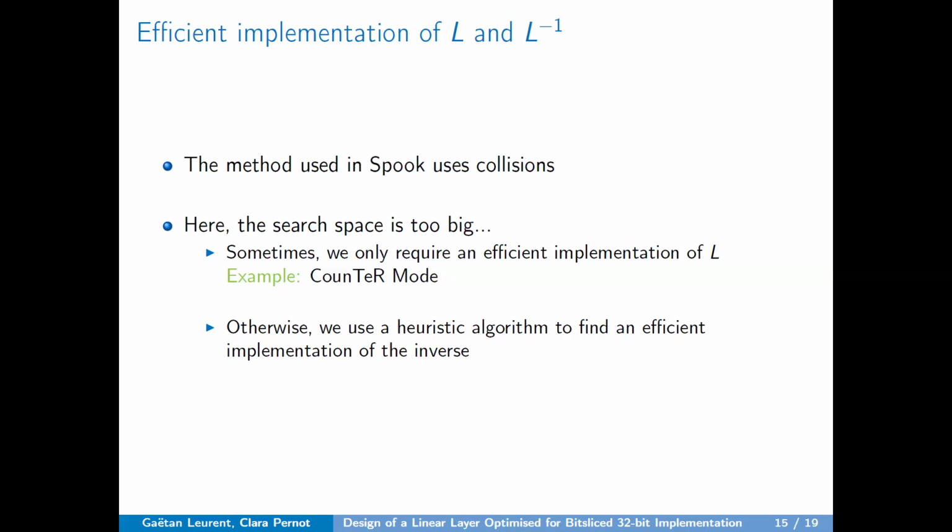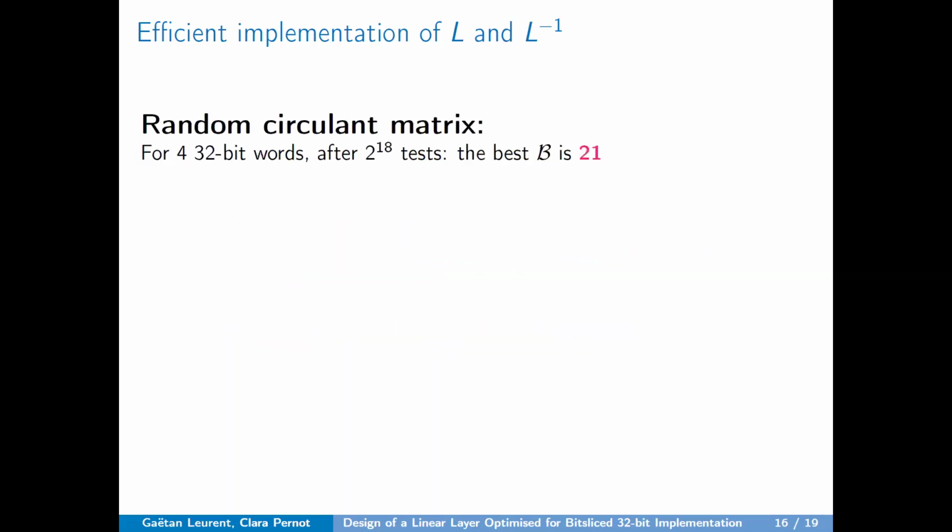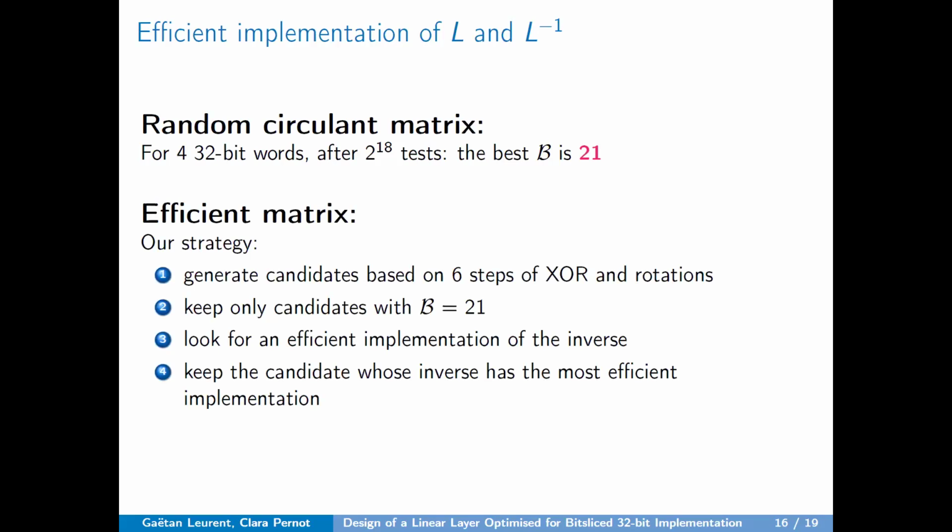So we propose to use a heuristic algorithm to find an efficient implementation of the inverse. First, we try to compute the branch number of some random circulant matrices. We know that we are able to implement those matrices using XOR rotations, but probably it will cost a high number of XOR rotations. But by studying those random circulant matrices, we found that the best branch number is 21. Then our goal is to find an efficient implementation of a matrix that has branch number 21.